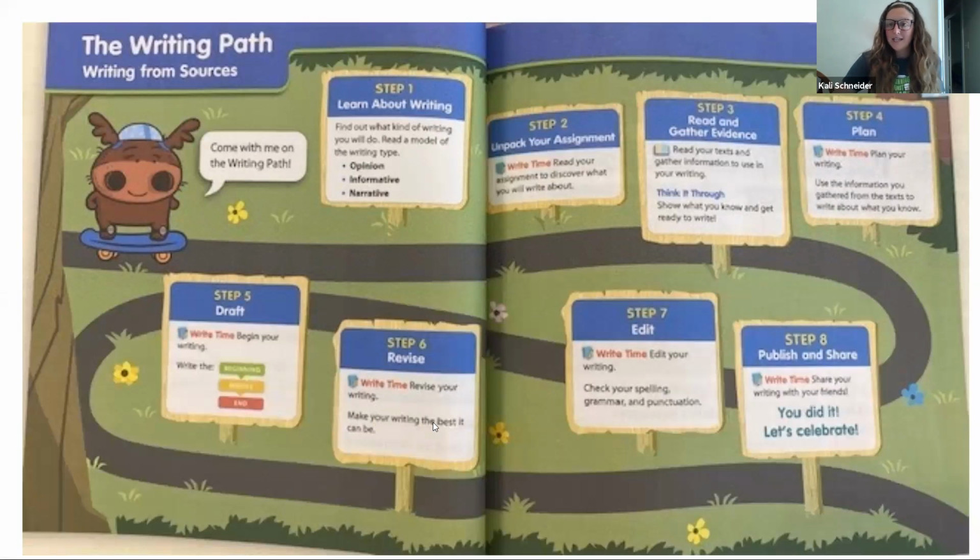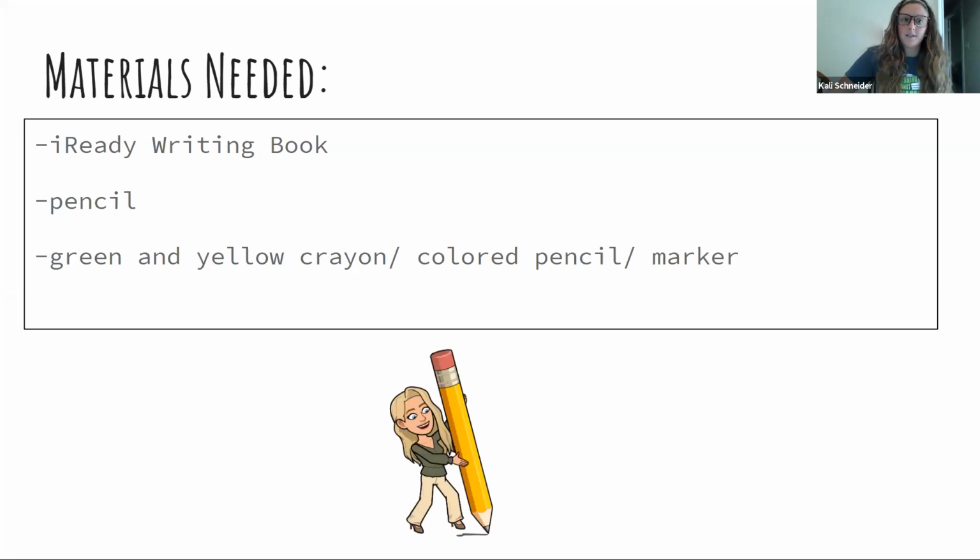And we're going to take a look at some mentor writing to get some different tips on how we can help improve their writing and therefore improve our own writing. So our materials that we need first are your iReady writing book, a pencil, and then a green and yellow crayon, colored pencil, or marker. So you need a utensil that is green and yellow to write with, your iReady writing book, and a pencil. So if you need a moment to get all those things, push pause.